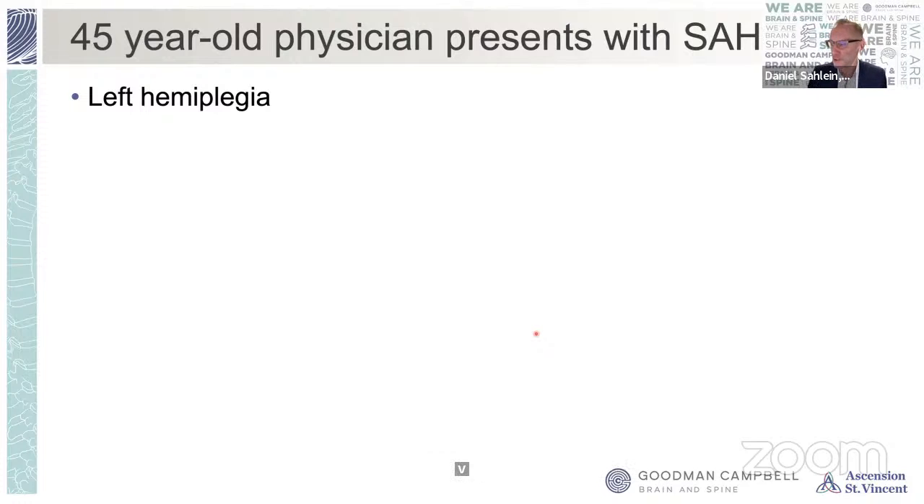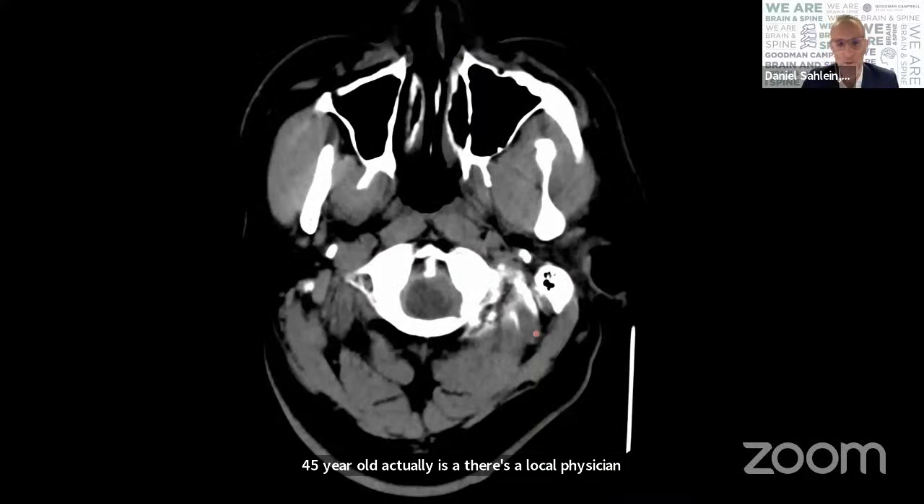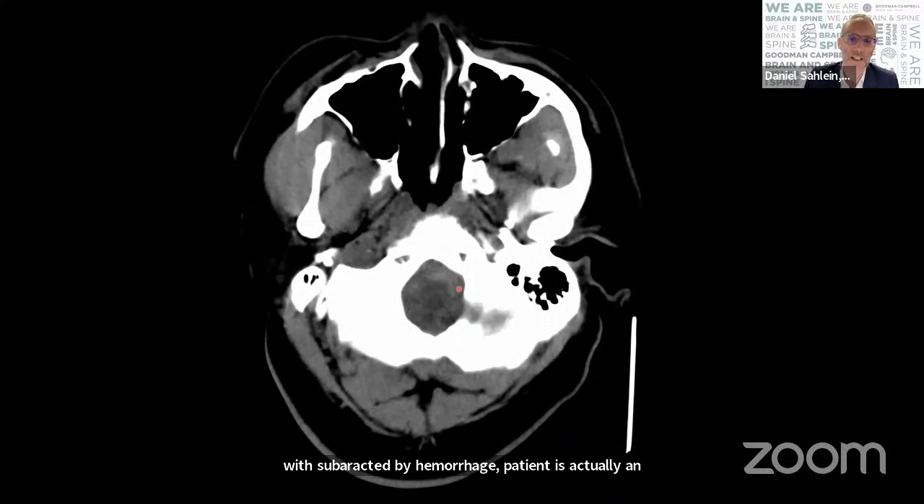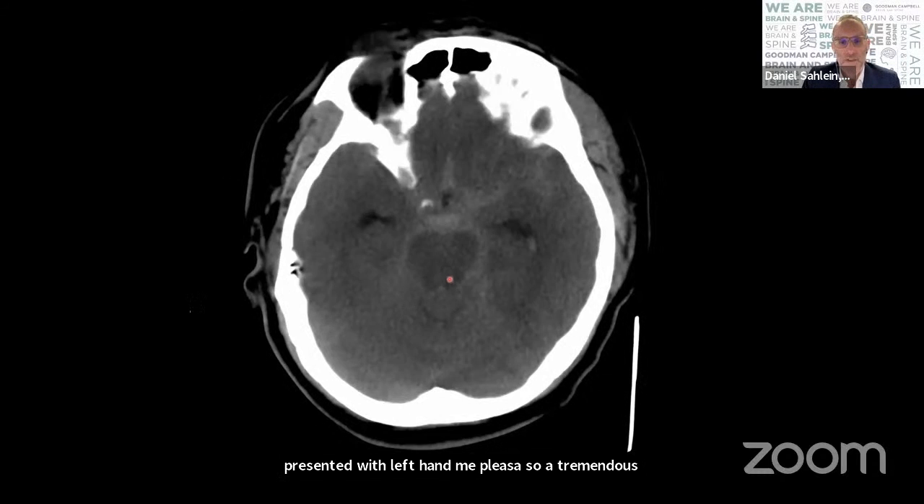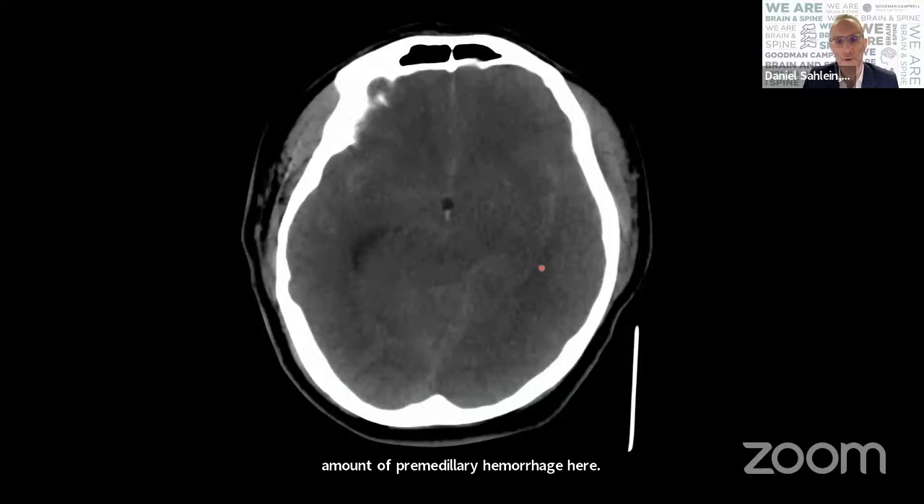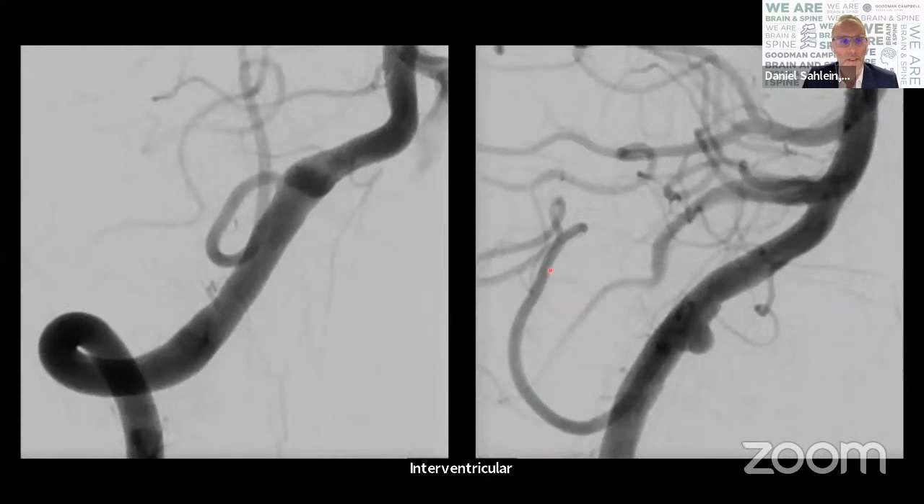So this is a 45-year-old, actually a local physician, with subarachnoid hemorrhage. The patient is actually an ER physician who came in, and the patient presented with left hemiplegia. So a tremendous amount of premedullary hemorrhage here, intraventricular, a lot of subarachnoid blood in this case. So the patient turned out to have this ruptured dissecting vertebral pseudoaneurysm.